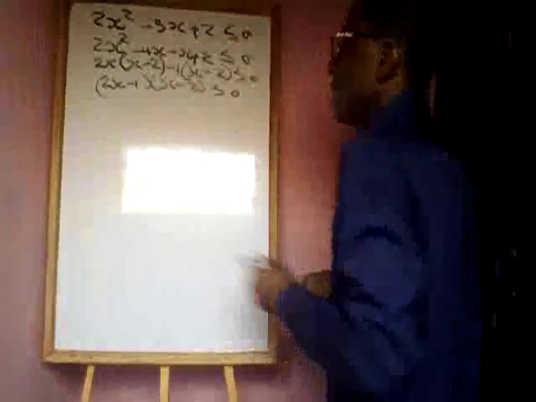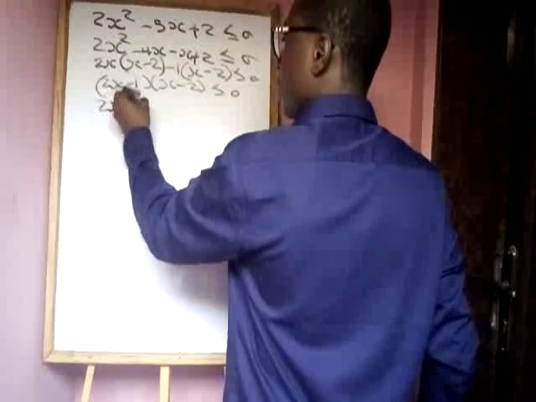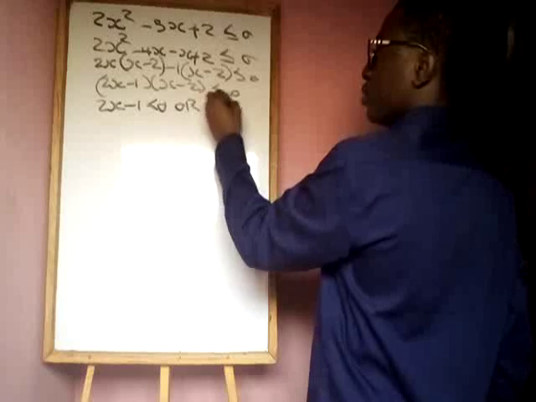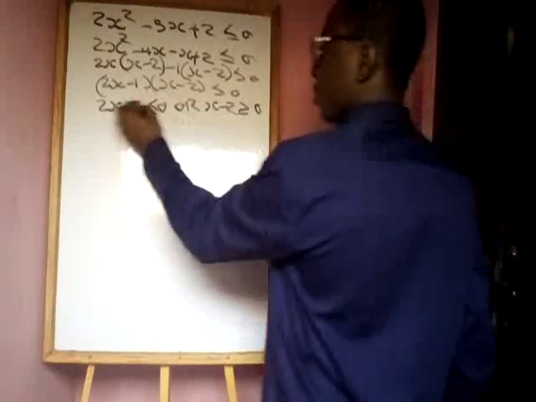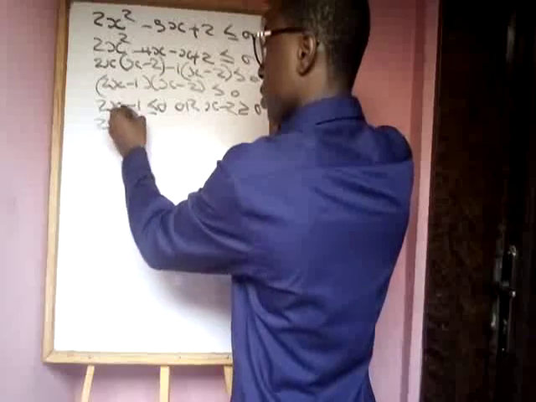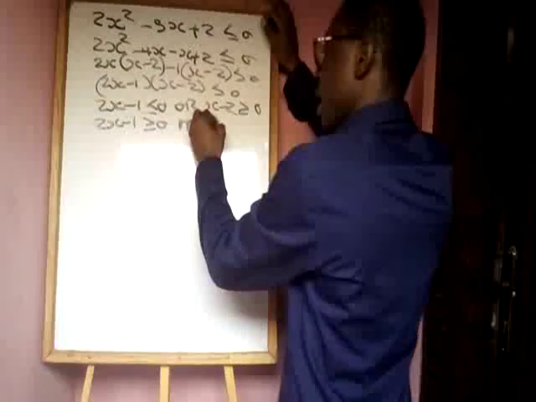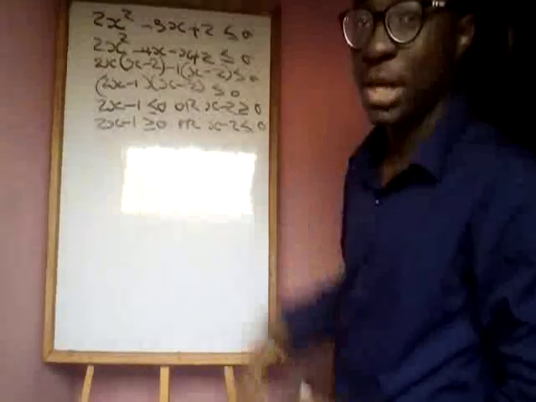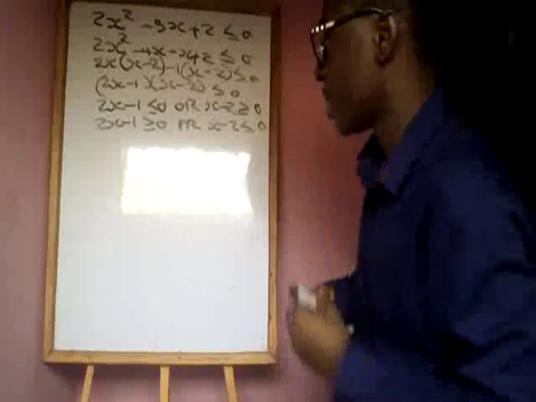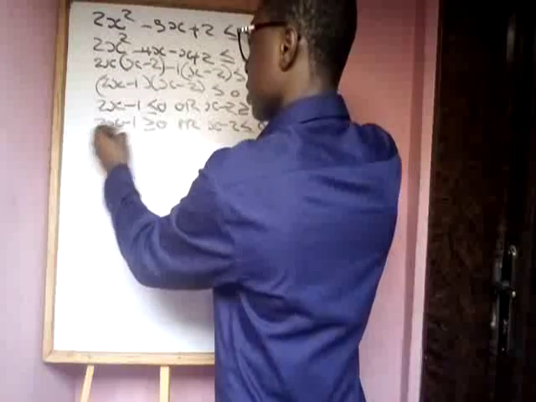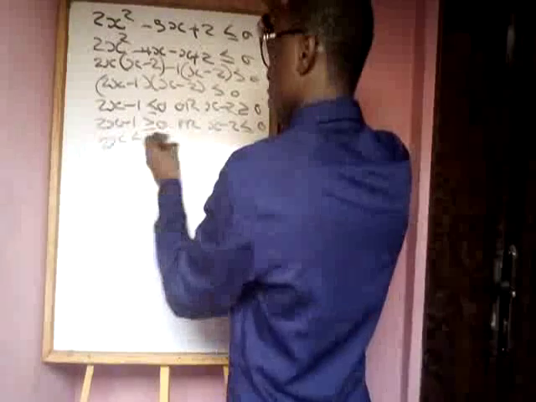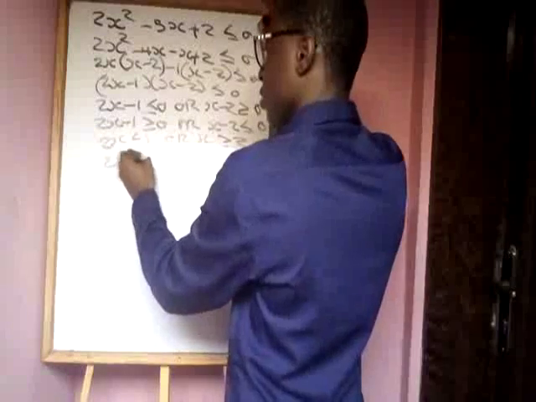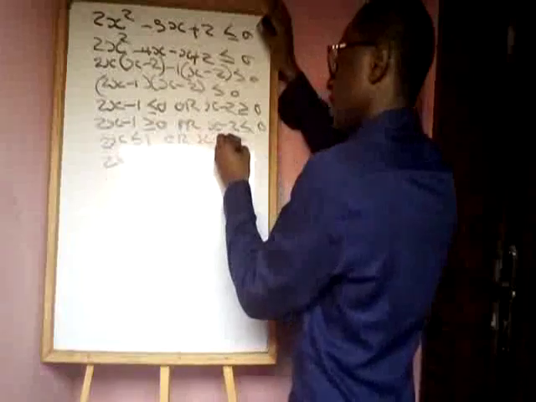So that means either 2x minus 1 is less than or equal to 0 and x minus 2 is greater than or equal to 0, or 2x minus 1 is greater than or equal to 0 and x minus 2 is less than or equal to 0. These are the two different cases we can get from this kind of inequality. So when we solve them, we have 2x is less than or equal to 1 and x is greater than or equal to 2, or 2x is greater than or equal to 1 and x is less than or equal to 2.